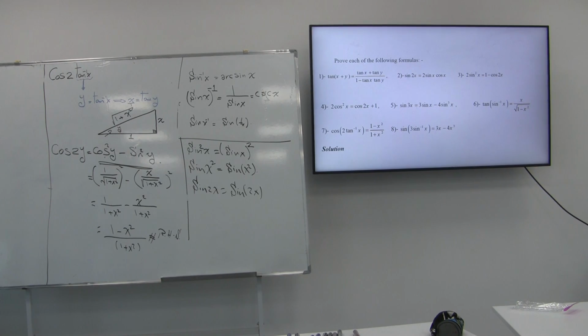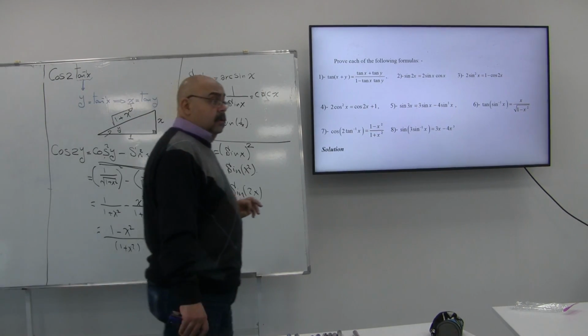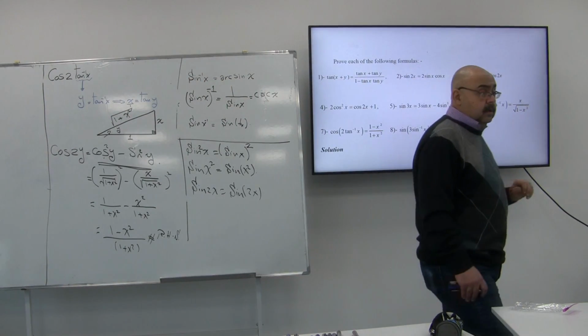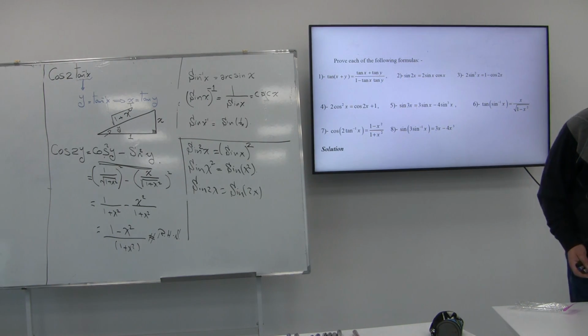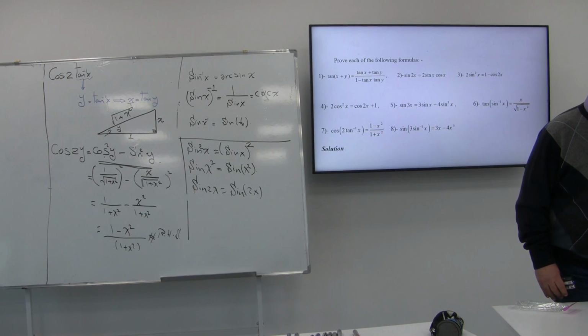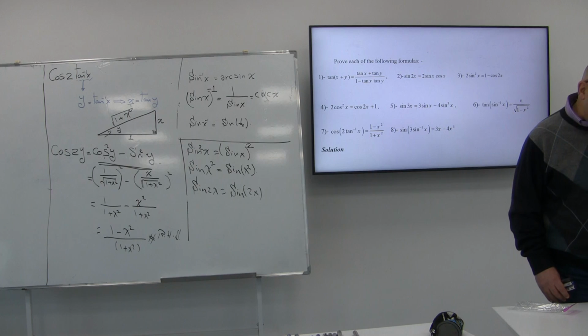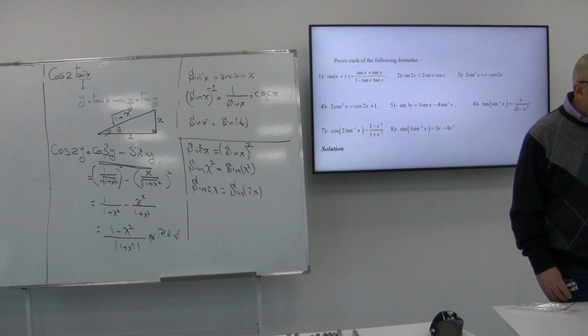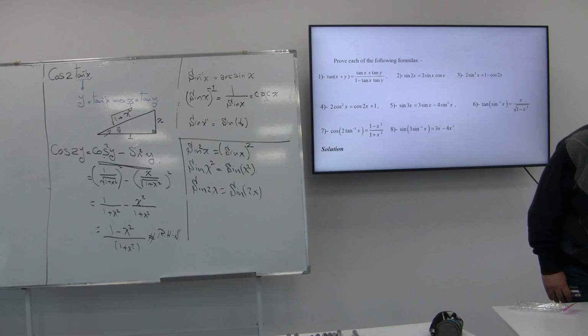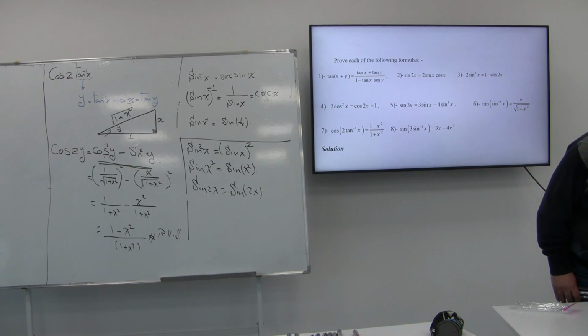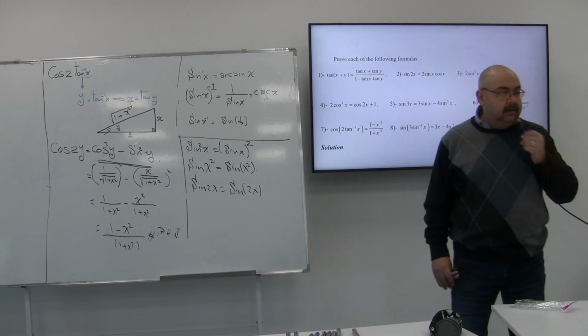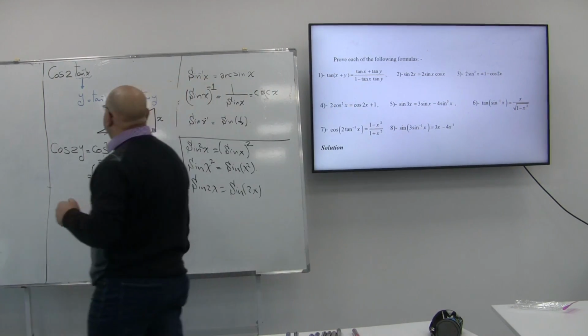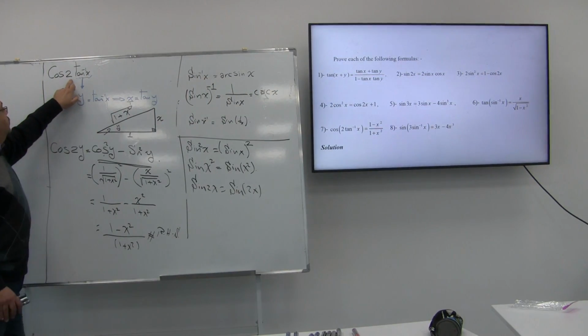Why did we assume that in the triangle y is the angle? Because the inverse should be an angle. It could have been the other angle. Which other angle? The one between x and the square root of 1 plus x squared in the triangle.